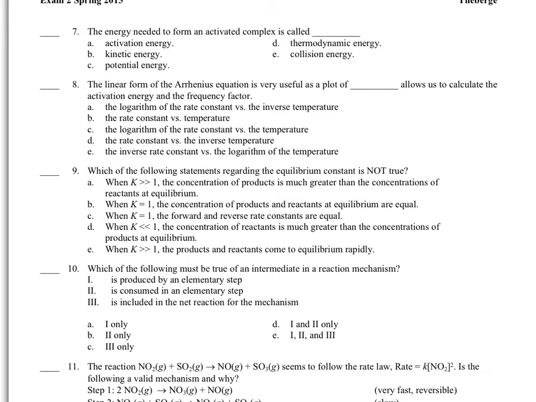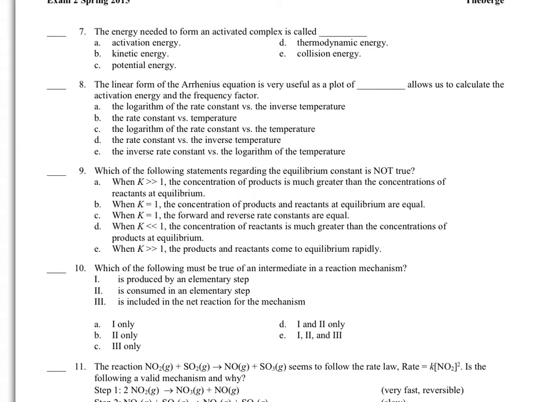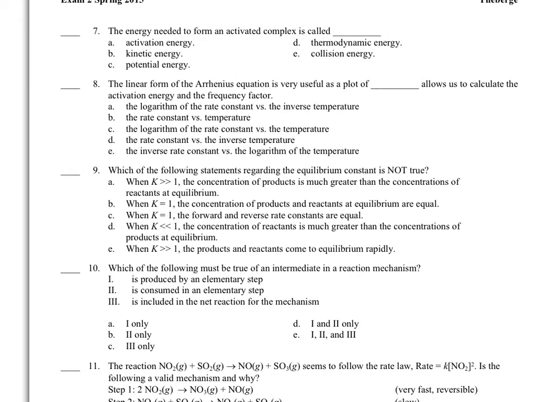In this problem, we're looking for the energy needed to form an activated complex. That activated complex, also called the transition state, the energy needed to form that transition state is the top of that peak from the question prior. It's the activation energy. And so the answer there is A.